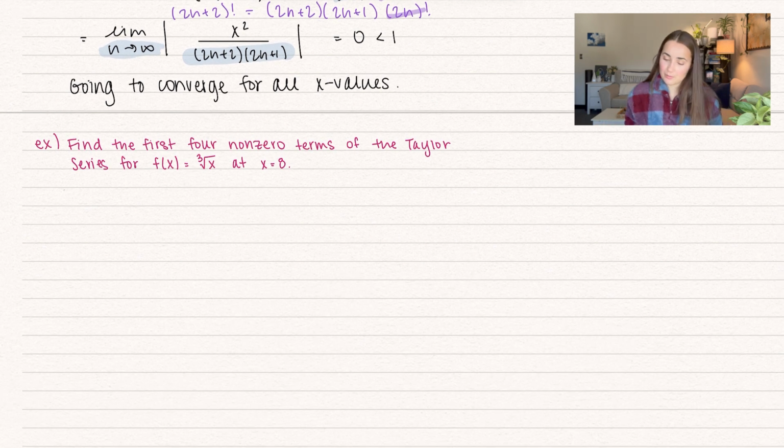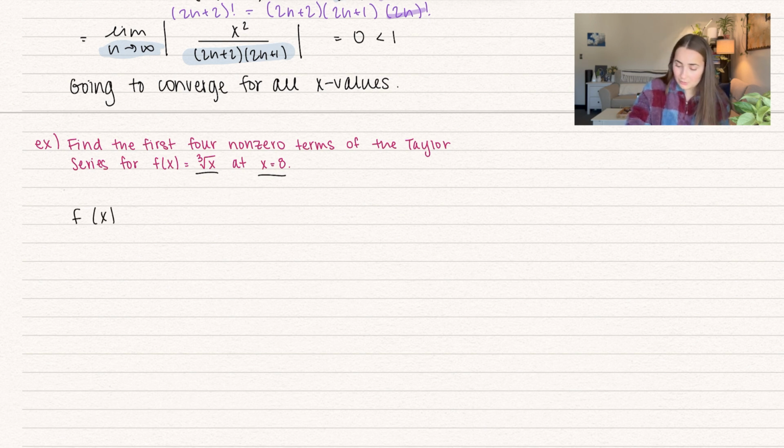So let's try one more example here. We're just going to go ahead and find a normal Taylor series. When it's a normal Taylor series, it just means it's not centered at 0. This one's going to be centered at x equals 8 when we're doing f of x, which is the cube root of x. So our first step is always to find the derivatives.